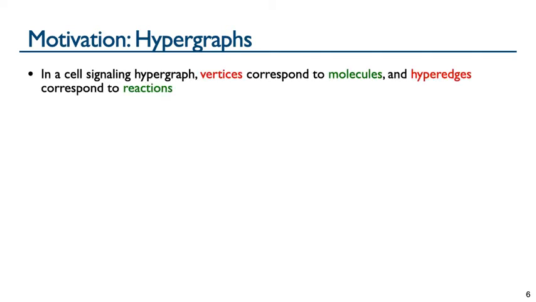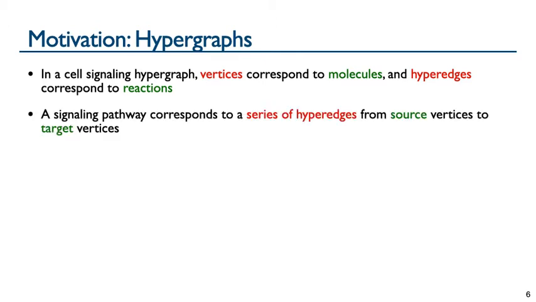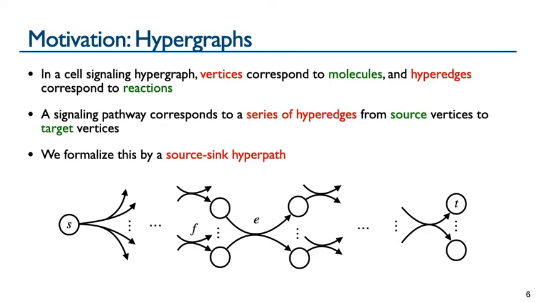In a cell signaling hypergraph, vertices represent molecules, including proteins, and hyperedges represent reactions. A specific signaling pathway is a series of hyperedges from source vertices to target vertices, which is formalized as a source-sink hyperpath. This hyperpath goes from S to T. Notice on the left that there can be multiple out edges from S. In the middle, hyperedge E highlights a general hyperedge, where all of its tail vertices must be reached by prior hyperedges in the hyperpath, like hyperedge F, for E to be traversed. And on the right, T is one of the vertices in the head set of the final hyperedge.